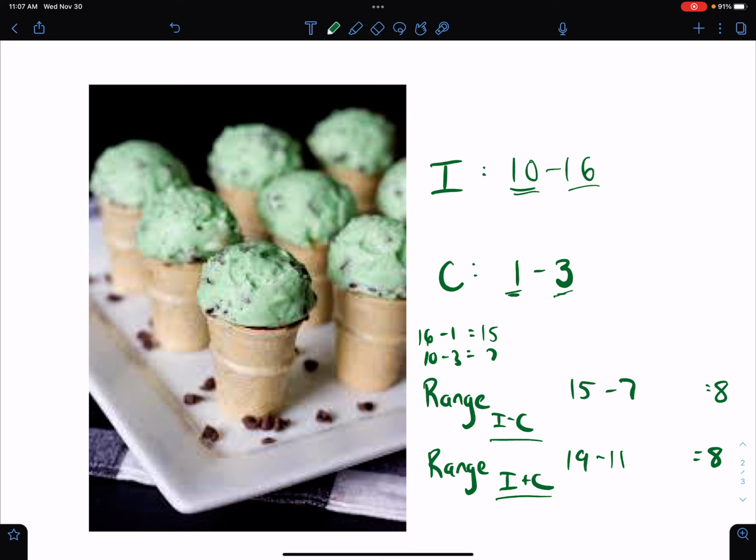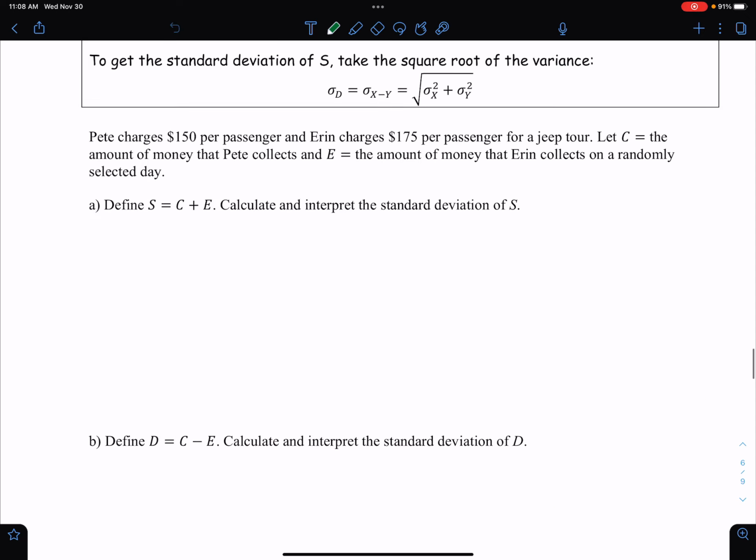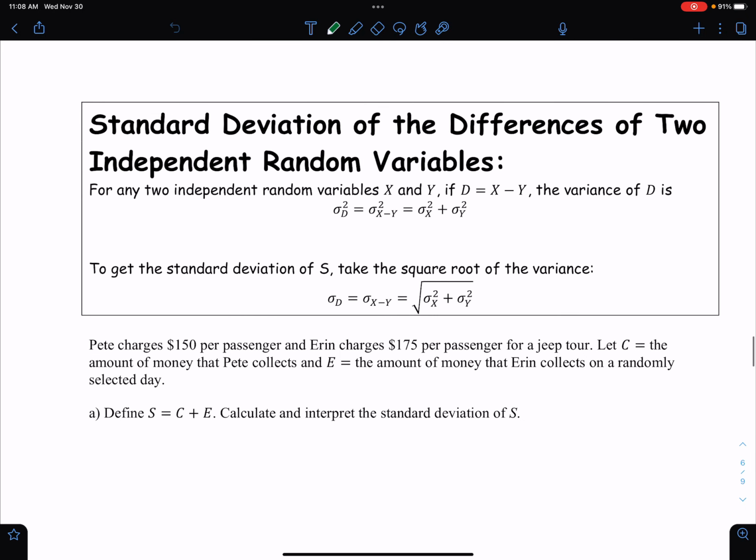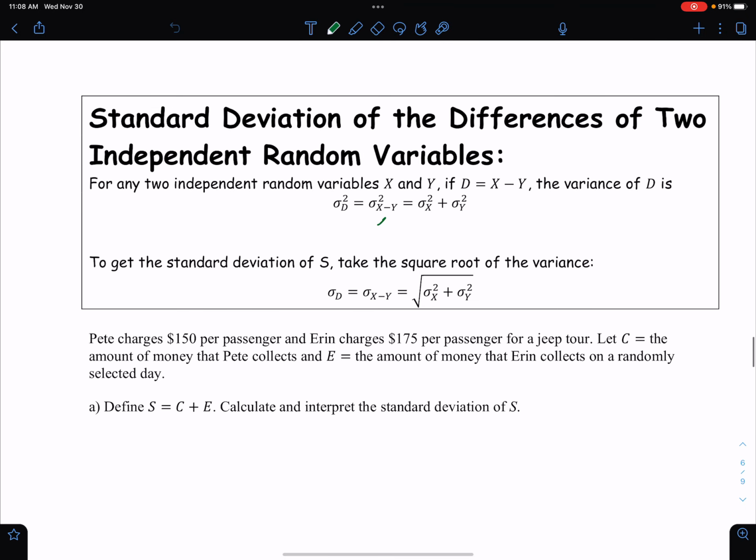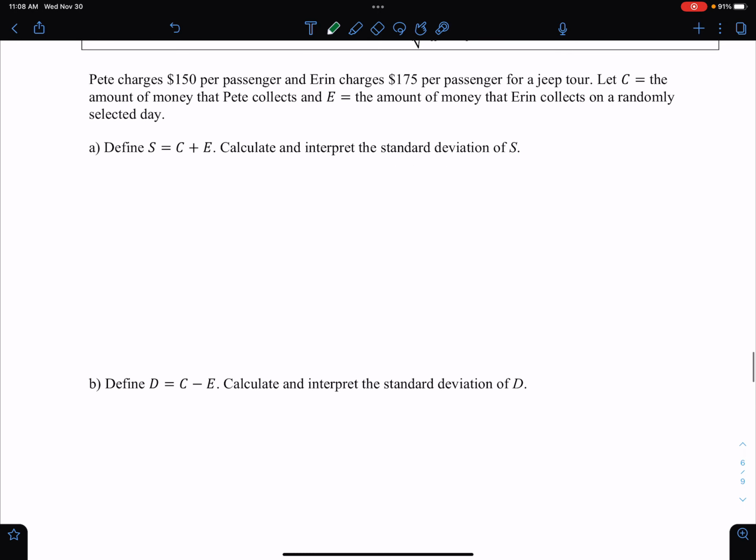So I hope that helped explain why it's the same for subtracting, but we'll do some subtracting examples now. So here's where it says standard deviation. It doesn't matter if you're subtracting or adding. Here's subtracting. You still add the variances and square root them after you add them. So if you guys want to pause the video and try A and B, go right ahead and see how your interpretation is. But I'm also going to walk through it too.